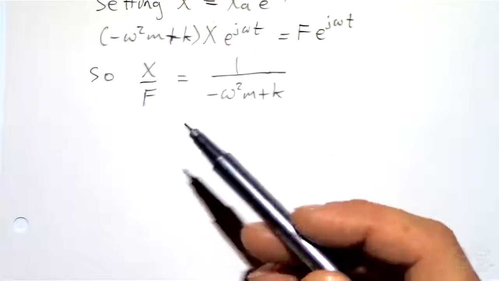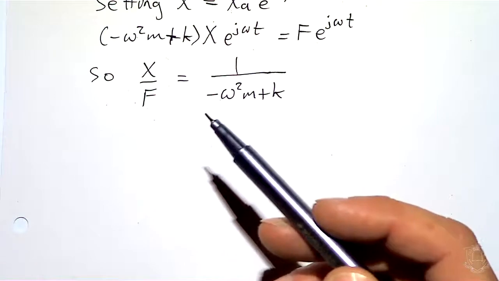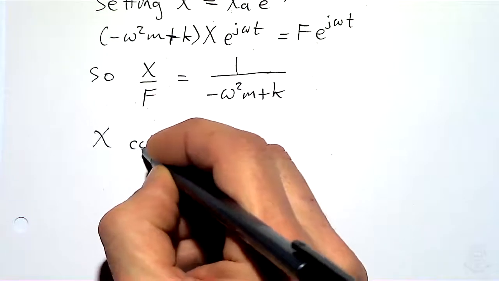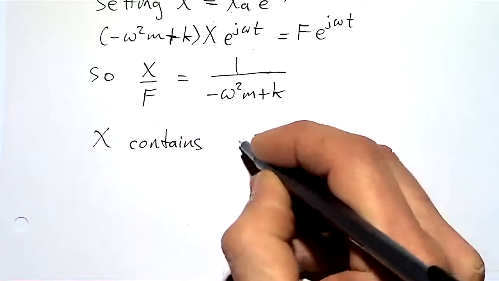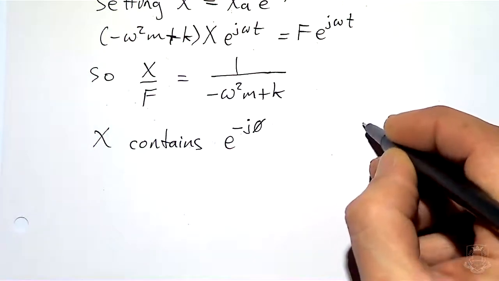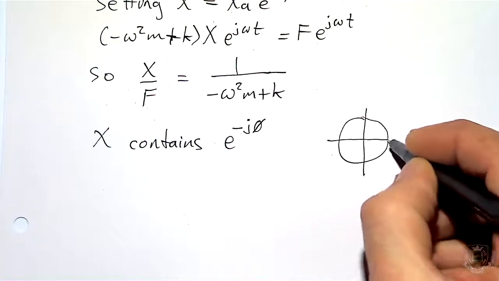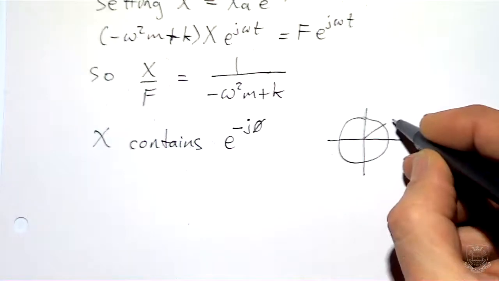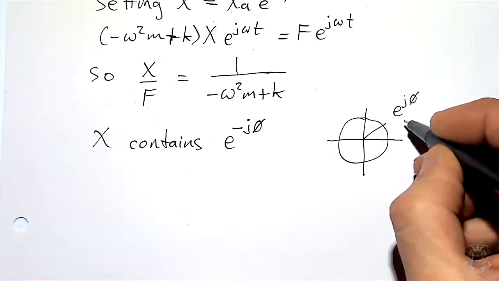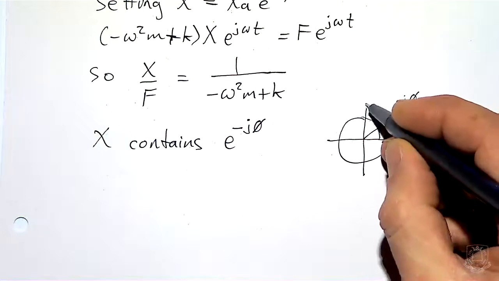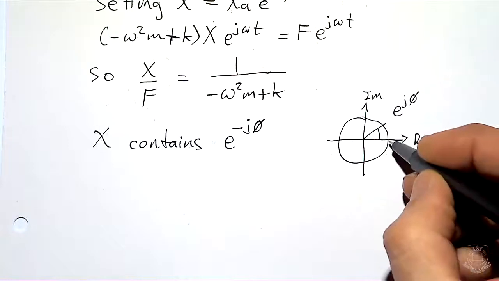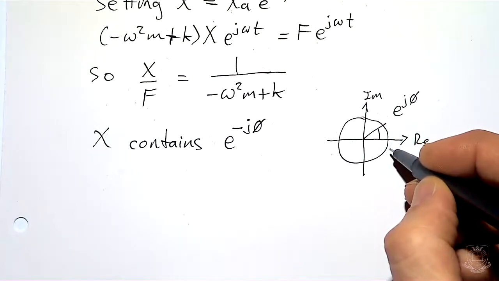So let's go back and deal with this issue of the e to the minus j phi. We know that x contains this term, e to the minus j times phi, and that's a complex exponential, isn't it? In general, it's a function like e to the j phi, with some angle, and these are real and imaginary axes, aren't they? So this is like a complex exponential on the unit circle, isn't it?